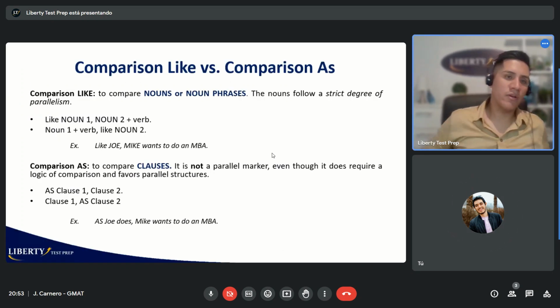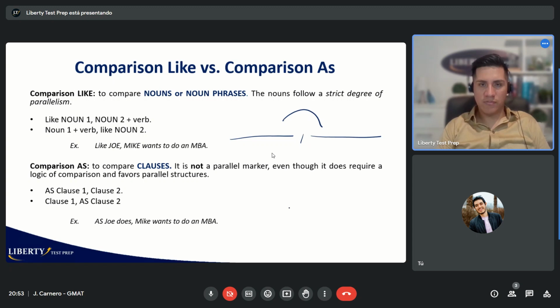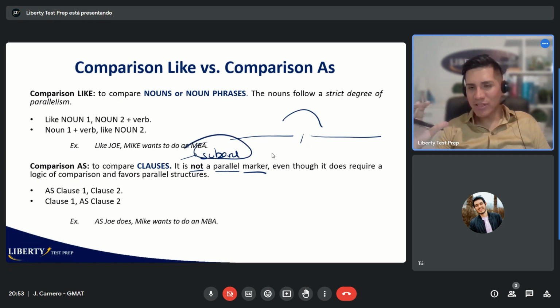Go back here. Okay, so let's see. When we use like, we compare nouns. That's good. What happens when we use as? We compare clauses. Okay, so it's two clauses, the full meaning of the clause that is getting compared. In reality, as is not a parallel marker, because it's a subordinator and subordinators are not parallel markers, but it kind of gives you a meaning of comparison. But it's not a real marker.